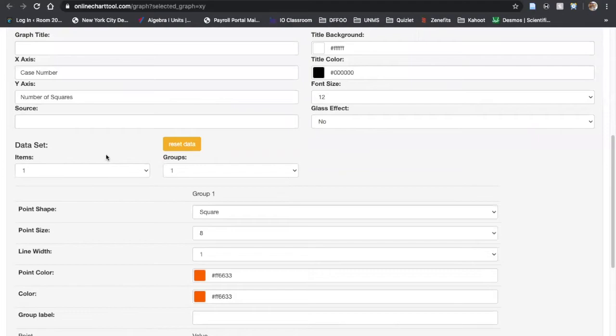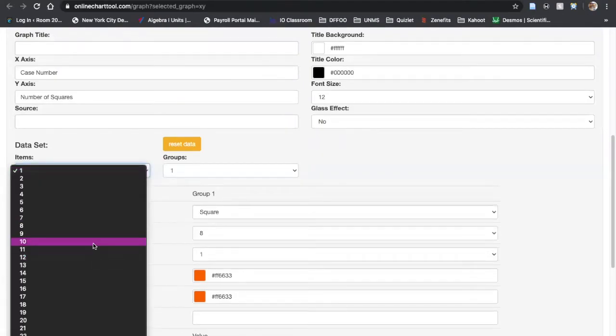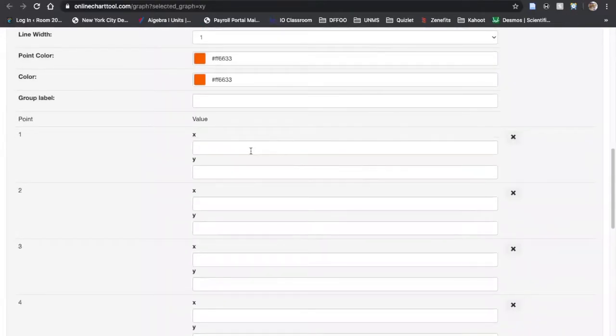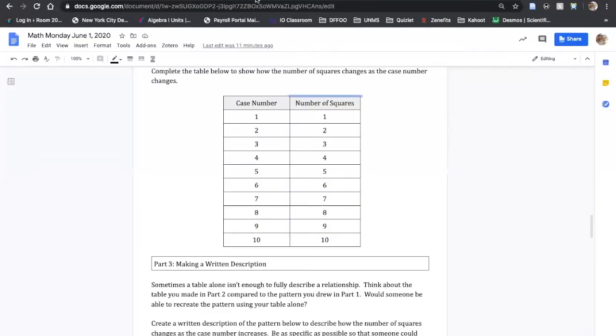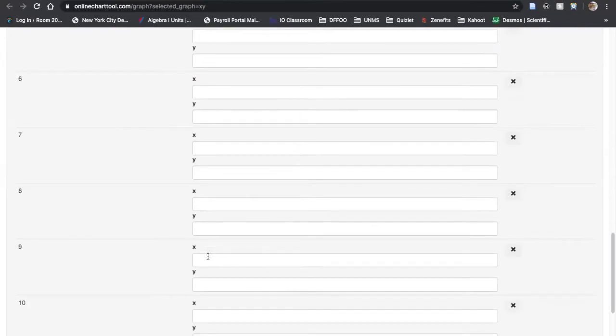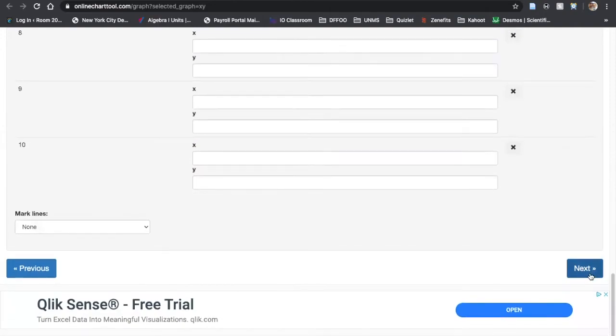Now, you need to go down here where it says data set. We're plotting 10 points, so change that to 10. And then one by one, you're just going to enter in your points here: your x value, your y value, and just remember, they're all the same here. So case number 1 is x here, and this one is y here. So 1, 1, 2, 2. When you're putting these points in, when x is 1, y is 1. When x is 2, y is 2. When x is 3, y is 3, and so on. Do that up to 10. You hit next, next again, and you're going to get your graph.